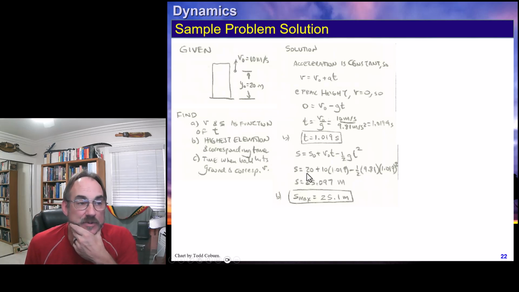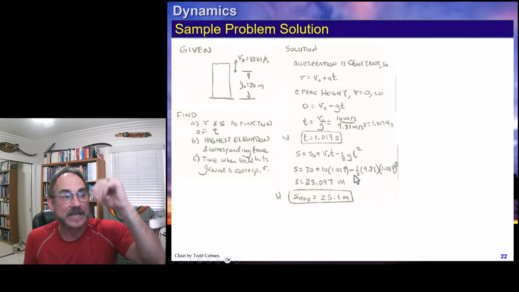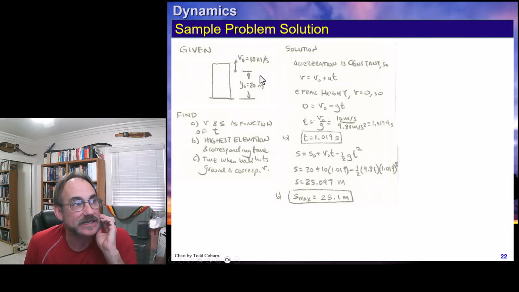So our initial position was 20. Our initial velocity was 10. Our time at that point was just calculated. And so now we can calculate what the position is at the top. 25.1 meters. So it traveled 5.1 meters upwards before it stopped and changed directions.